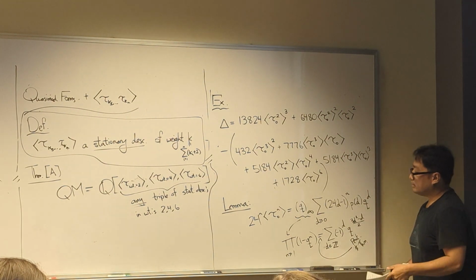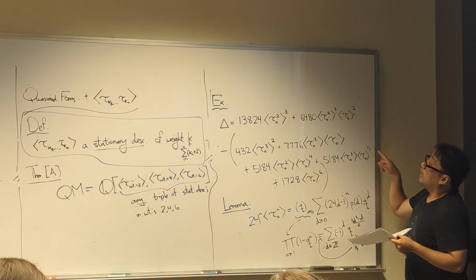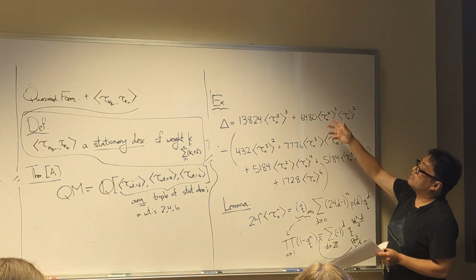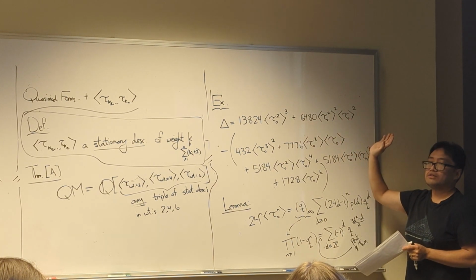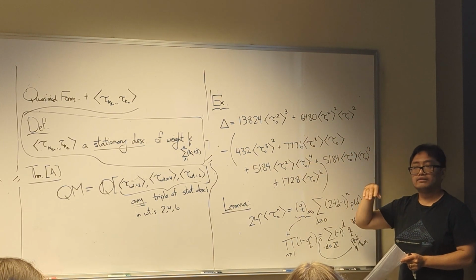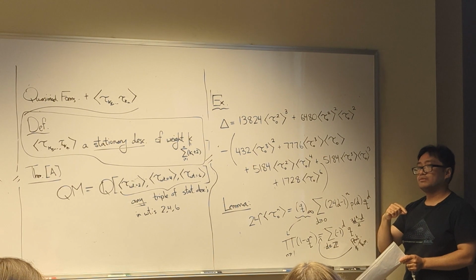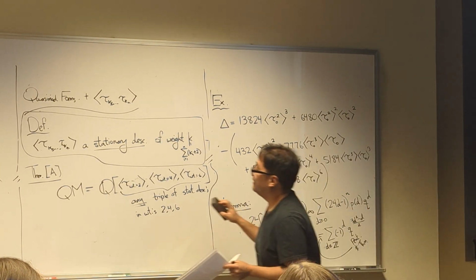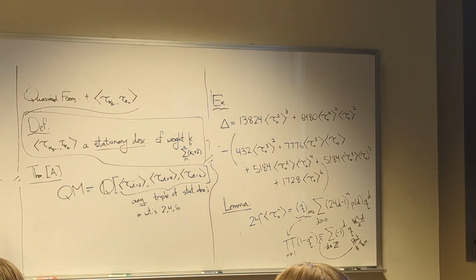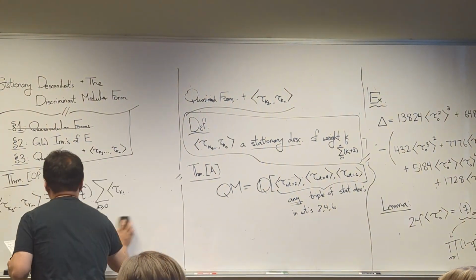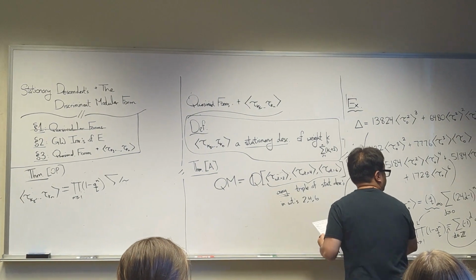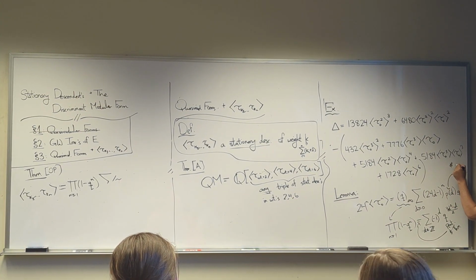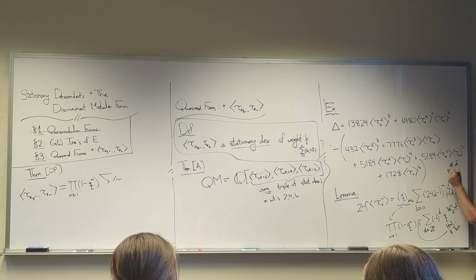However, you can get around this by asking: can I express delta not in a non-linear way in terms of stationary descendants, but in a completely linear way, where I only pick up single powers of q infinity? And it turns out the answer is yes, and in a very combinatorially symmetric way. What's P of D? Oh, sorry, this is the number of partitions of D.